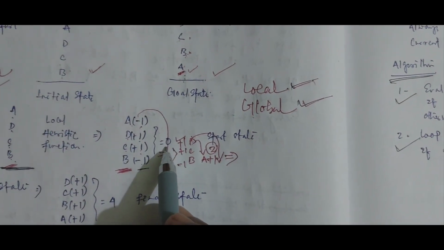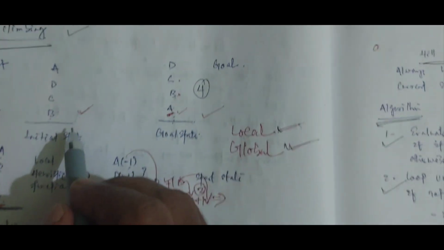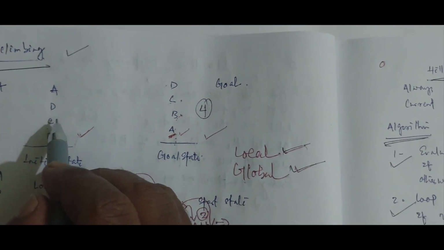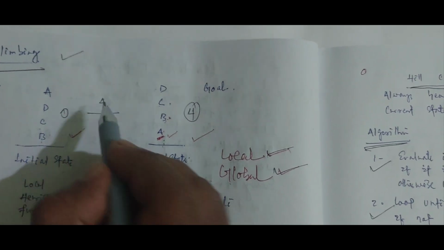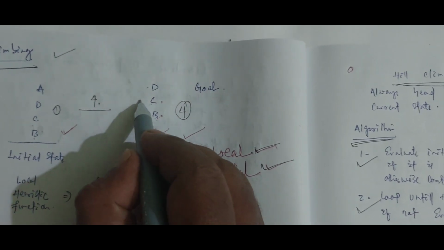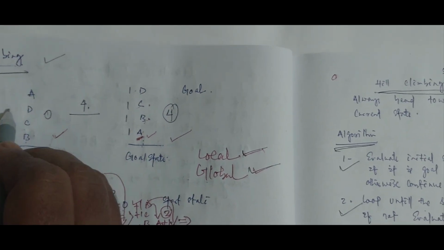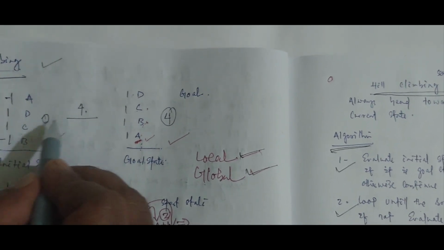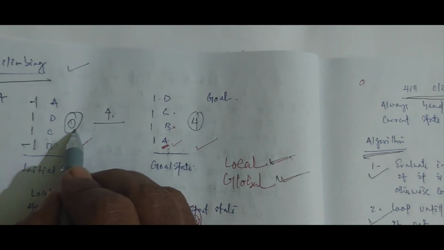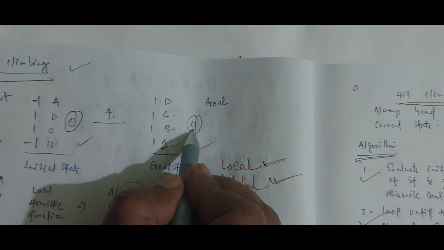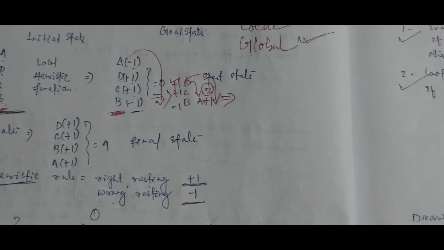The total value of the goal state is 4 and this value is 0. So the distance is 4. This is 1, this is 1, this is 1, this is 1, which makes 4. Here it is -1, 1, 1, -1, so it becomes 0. If we convert this 0 to 4, then we will reach the goal state. So coming to the next step.